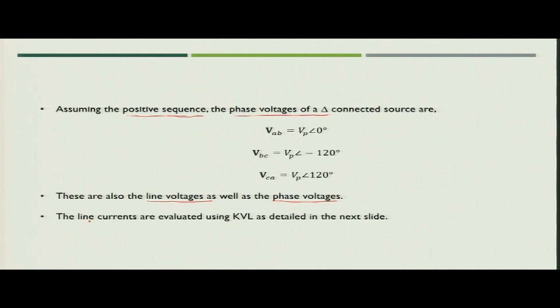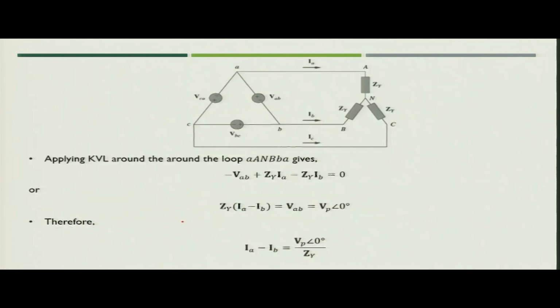Now, let us apply KVL to find the line current. Let us consider the figure from the first slide. We apply Kirchhoff's voltage law around the loop small a, capital A, N, capital B, small b and small a. Starting with B, we can write minus VAB plus ZY into IA minus ZY into IB equal to 0. Rearranging, ZY into (IA minus IB) equals VAB, which we can conveniently write as VP angle 0 degree, or IA minus IB is equal to VP angle 0 degree divided by ZY.